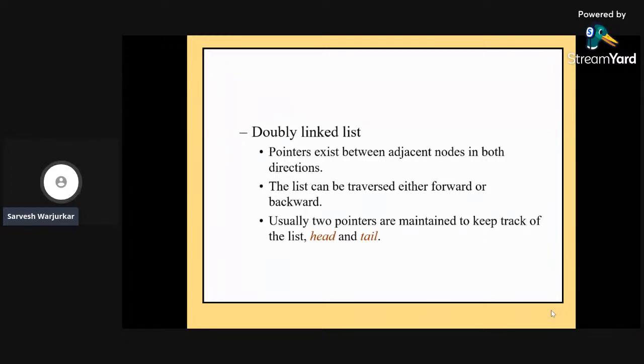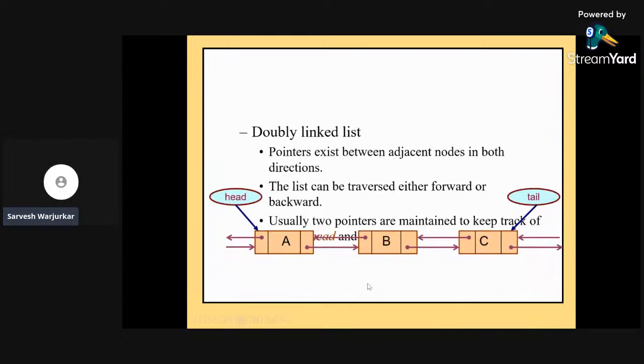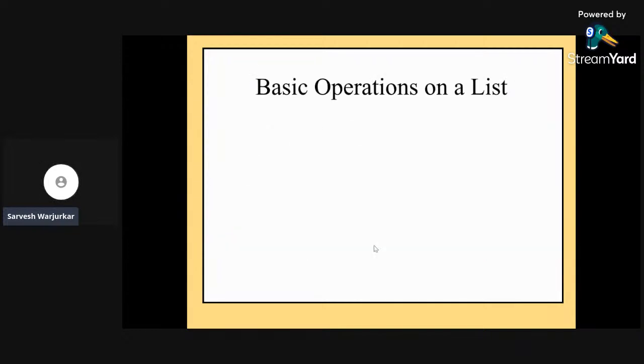Usually two pointers are maintained to keep track of the list, which are head and tail, like this, where I can directly say that A can go to the left as well, or A can go to the right as well, because it has the addresses of both directions. It is divided into three parts, where the left side carries the address of the previous node, and the right side carries the address of the next node, and vice versa. Usually two pointers are maintained to keep track, that is head and tail.